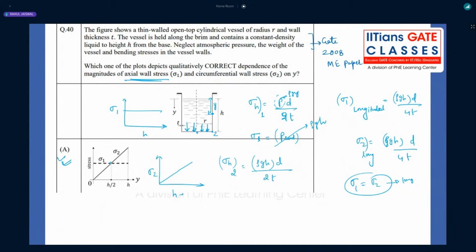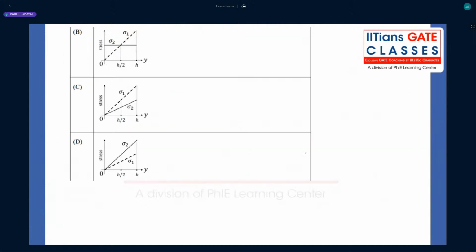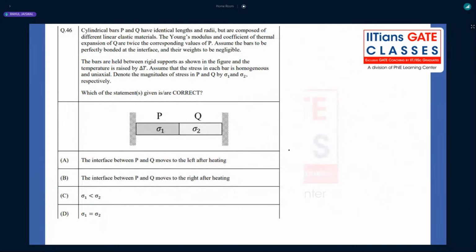At a distance h by 2, they will intersect. The value will be same, right? So it's purely an extension of the GATE 2008 problem, right? There is nothing much in that. Now, just think of this particular problem.